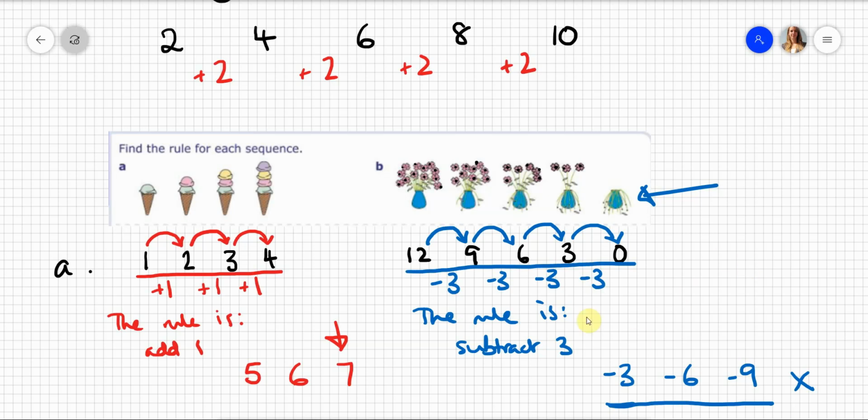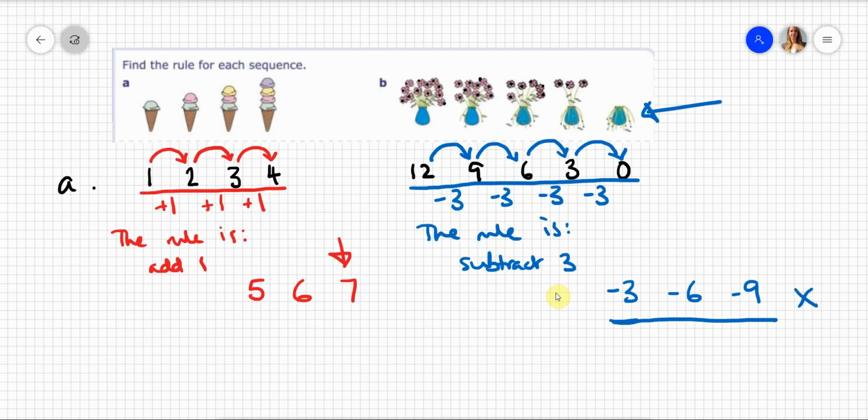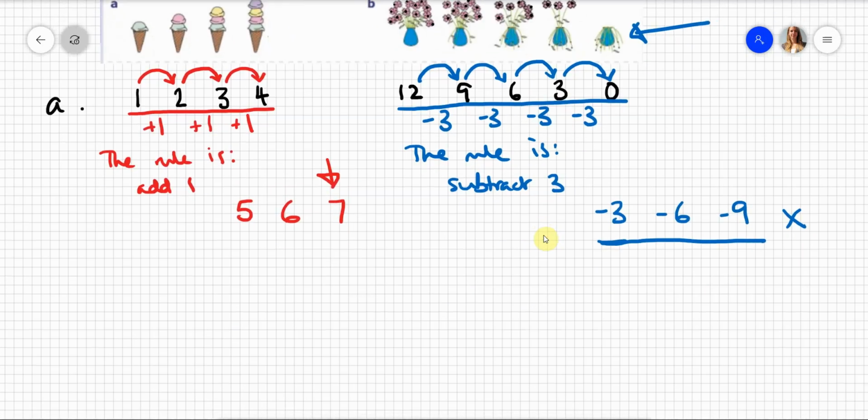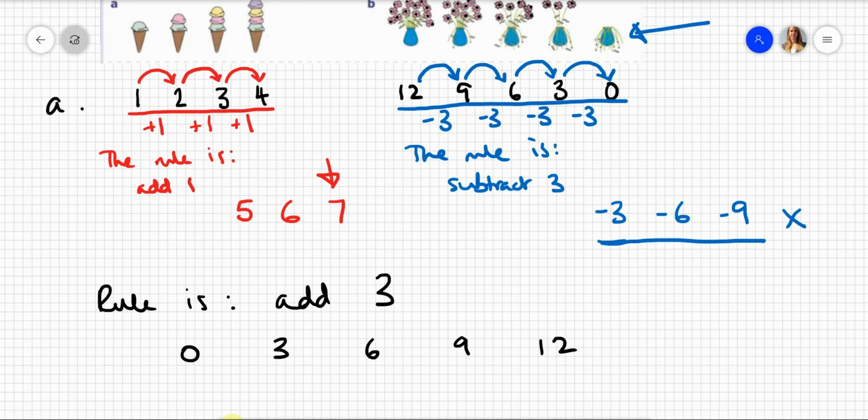So for both of these sequences we've defined a rule. However, to fully define a sequence, we need to give the rule and the starting number. If I said to you, I'm thinking of a sequence, the rule is add 3, would you be able to come up with my sequence? No, because I might be doing 0, 3, 6, 9, 12, but I might have started at 4 and be doing 4, 7, 10, 13, 16. So just from this information, you wouldn't be able to tell me what the sequence is because you don't know what number to start at.